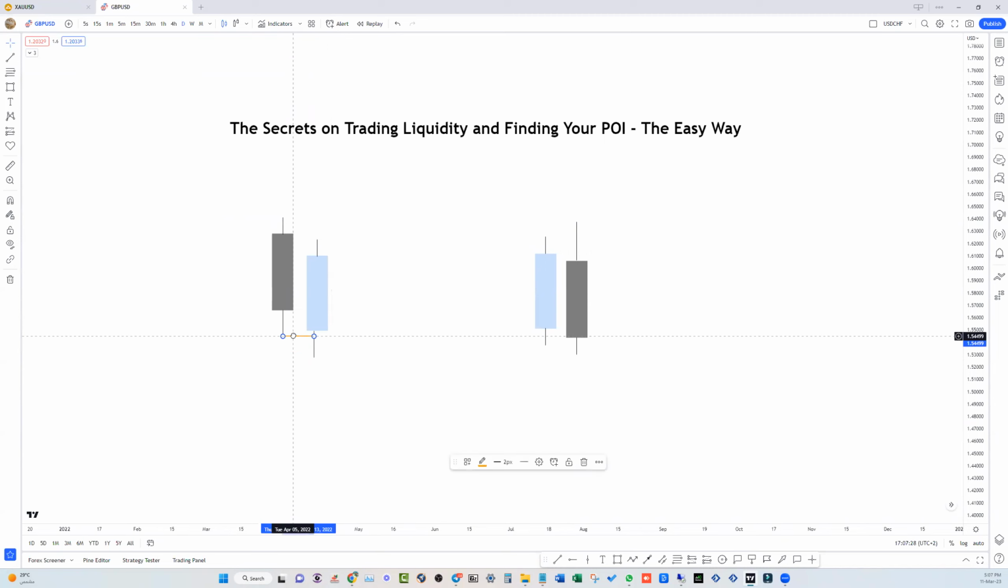So when you start trading, you will start from this new candle. This is from H1. Let's go maybe to M5.